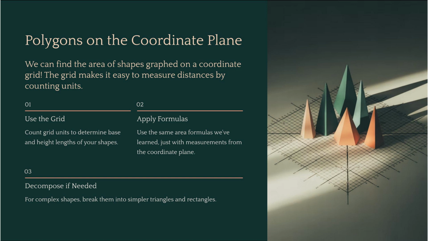Sometimes shapes are drawn on a coordinate plane. This makes finding the side lengths easy. You just count the units on the grid to find the length of the base or the height, and then use the appropriate formula. If the shape is irregular, you can use the coordinate lines to help you decompose it into simpler shapes like rectangles and triangles. The coordinates are like a ruler laid over the shape.